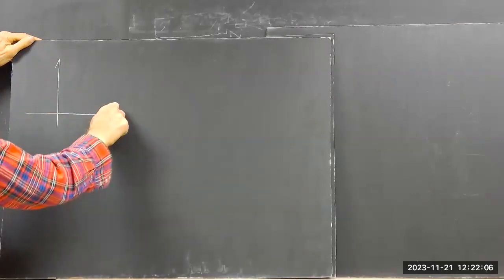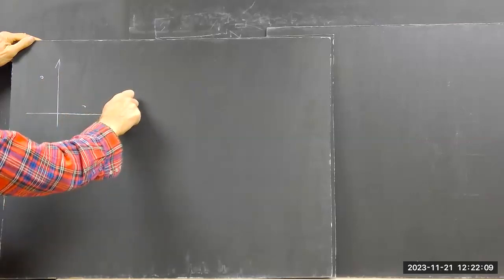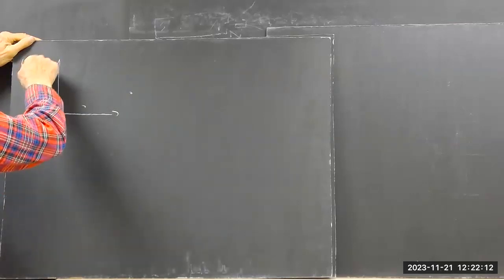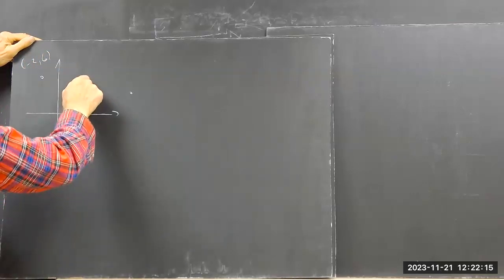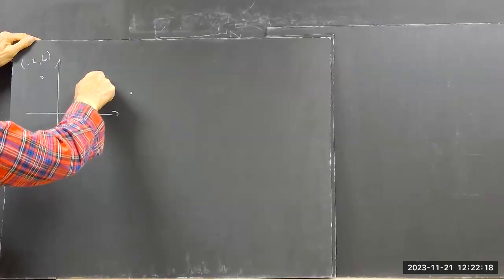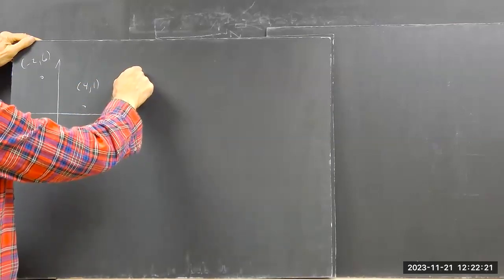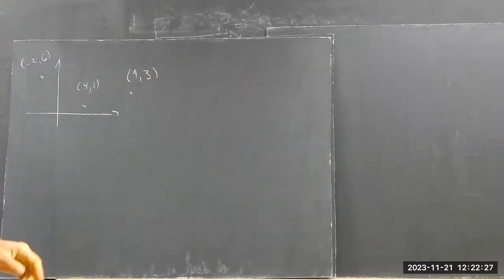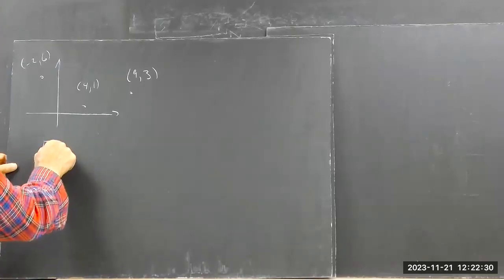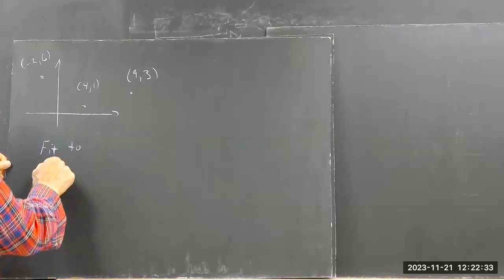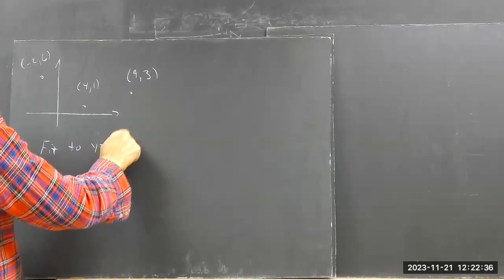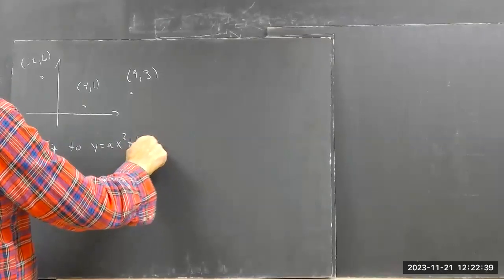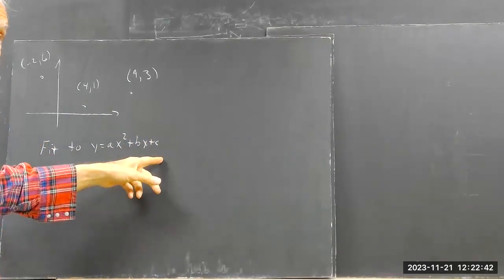Now, I'm not going to be able to come back to my original plan there, but let's see what this is, okay? Let's say this is -2, 6, and this is 4, 1, and this is 9, 3. Okay. So we want to fit y equals ax squared plus bx plus c.